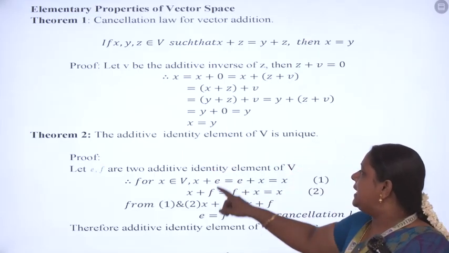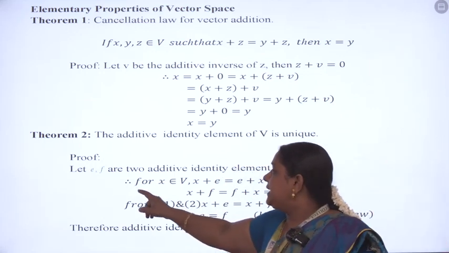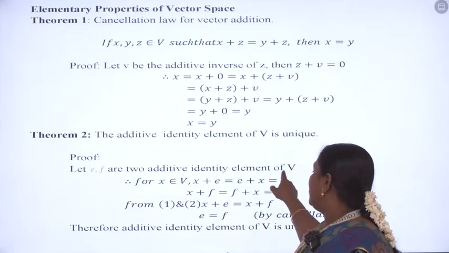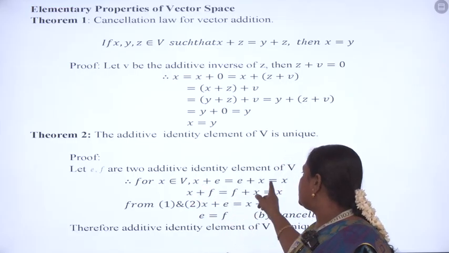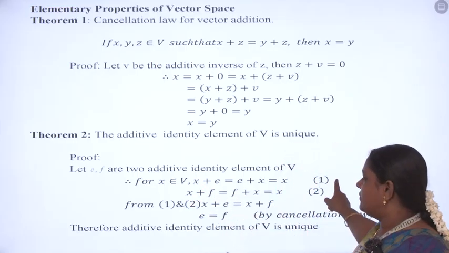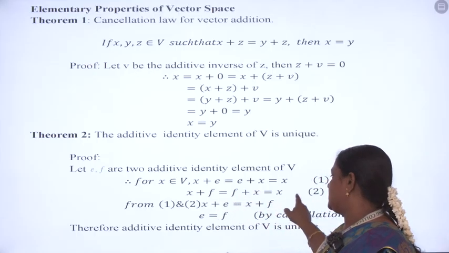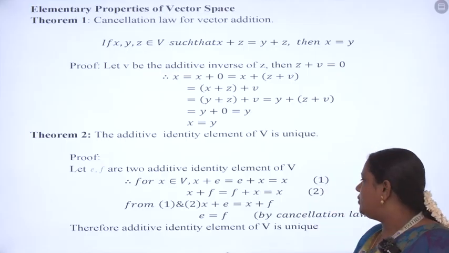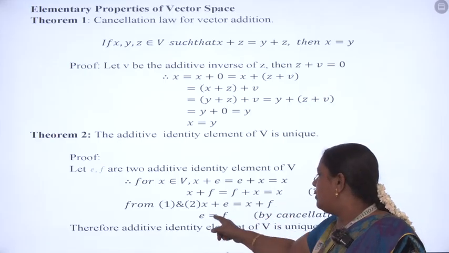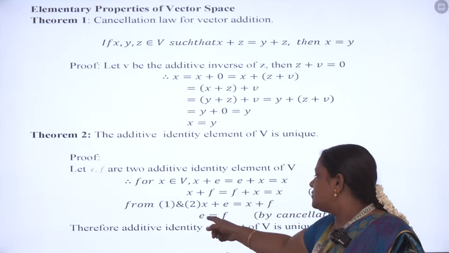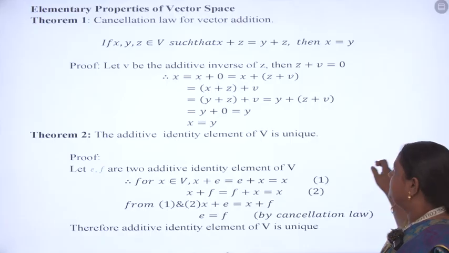Then theorem 2, the additive identity element of V is unique. Proof: let E, F be two additive identity elements of V. For x belongs to V, x plus E equals E plus x equals x. Take this as equation number 1. Then x plus F equals F plus x equals x. Take this as equation number 2. From 1 and 2, x plus E equals x plus F. Then x will go off by the left cancellation law. So E is equal to F. Therefore, the additive identity element of V is unique.